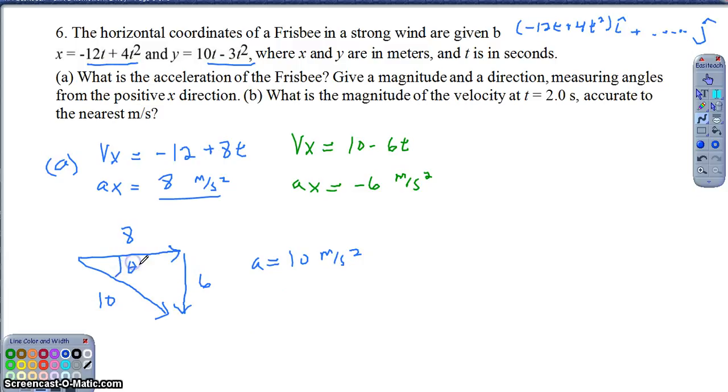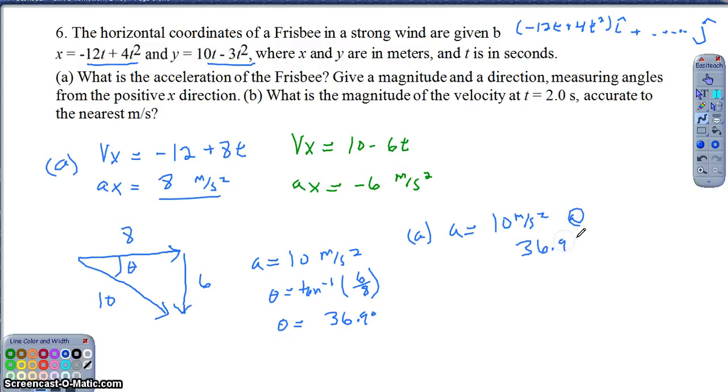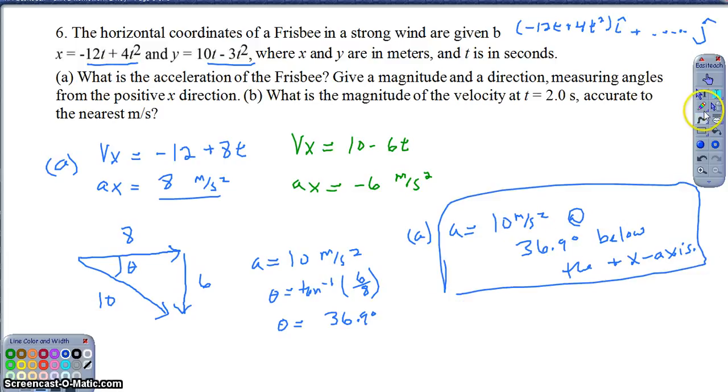And then the angle with respect to the positive x-axis would be that theta. So theta equals tangent inverse of 6 over 8, or 3/4 if you prefer. In this case, I get 36.9 degrees below the x-axis. So my final answer for part A is that the acceleration is 10 meters per second squared at 36.9 degrees, and I would just say below the positive x-axis. Okay, so that's my answer for part A. Hopefully that wasn't too bad.